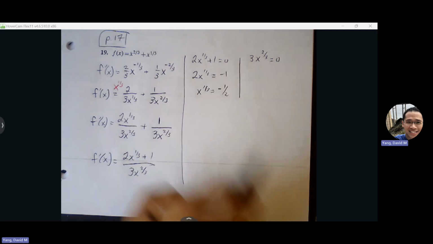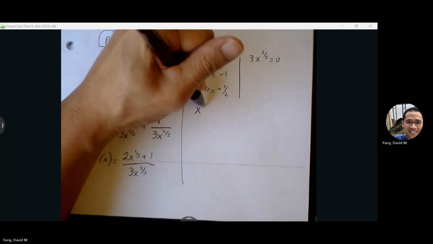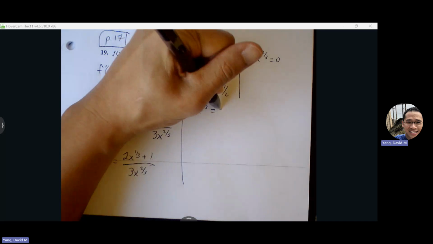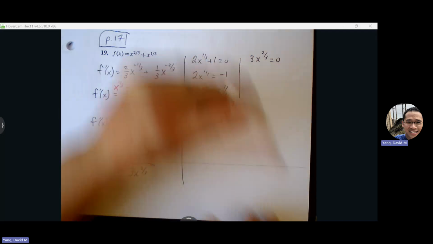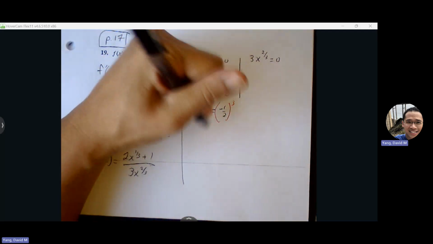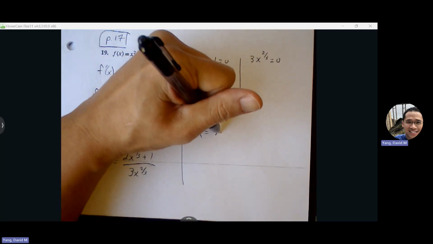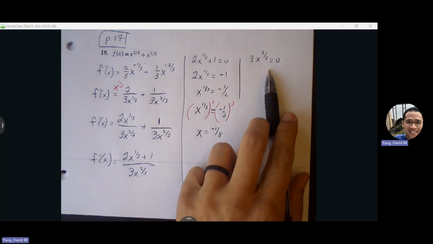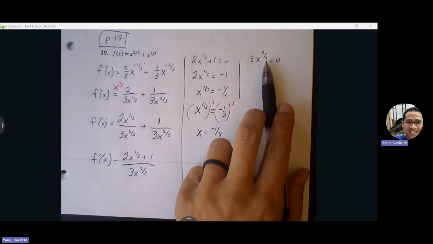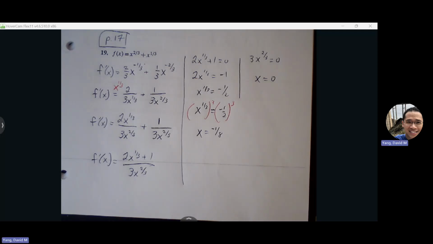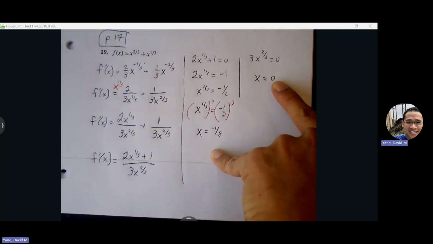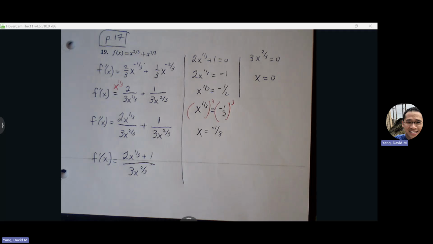What can I do to get rid of the 1/3? It's a cube root already, so cube it. We raise it to the 3rd power to get that 1/3 to go away, and we're left with -1/8. For this one, if I divide by 3 and raise it to 3/2, x equals 0. So now we have 2 critical points. Place them onto your f prime sign line, find values in each subinterval, and then read your signs for your maxes and mins.